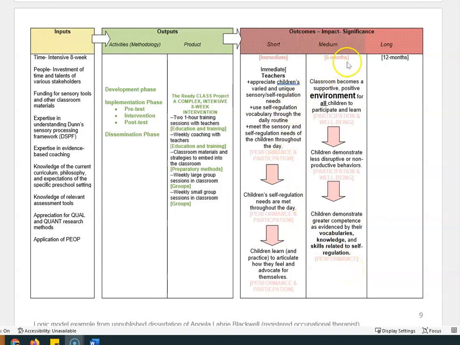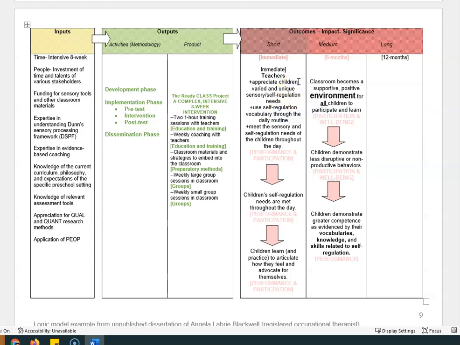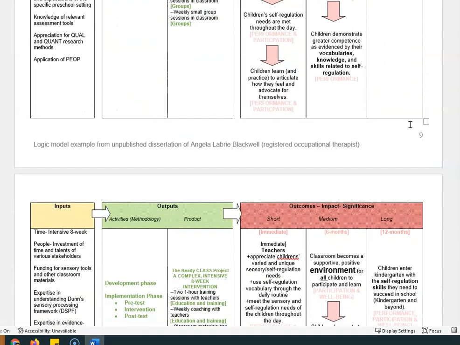The final aspect to hypothesize is what would happen 12 months after the project is over. This is a hypothesis because the project doesn't extend that long. For your OTD capstone, you have 14 weeks, so you don't have 12 months to explore. So you're just hypothesizing what would be the impact 12 months after your project is over.